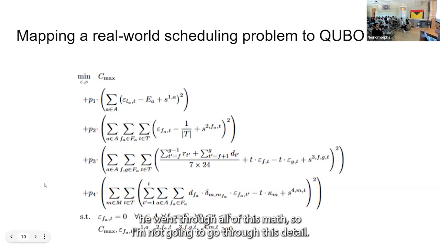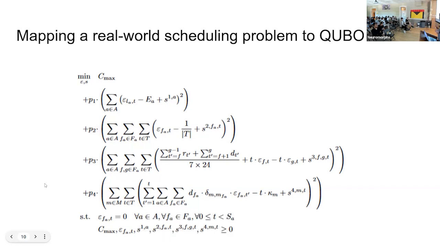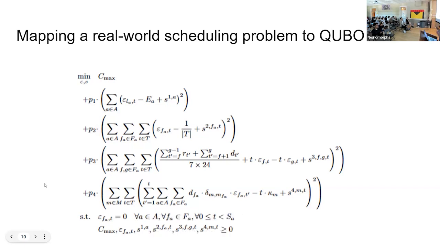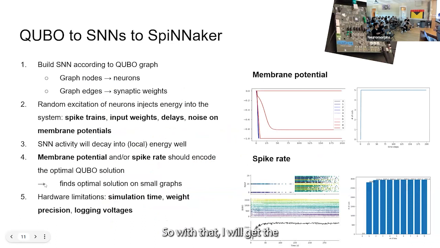I'm not going to go through the detail, but you have to go through all this math to get to the QUBO matrix. One of the objectives of this work group is to formalize this process, so you don't have to go through this math. You just describe the problem, and then the compiler takes care of it and gives you the QUBO matrix. With that, I will give the floor to Mendel.